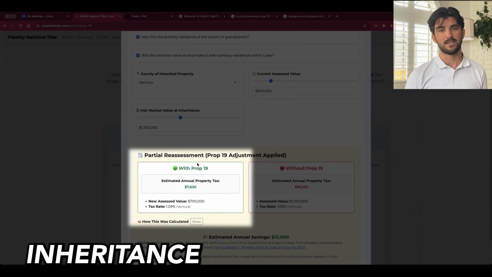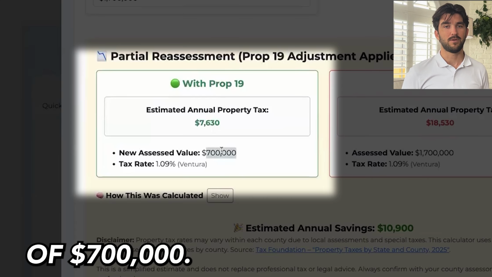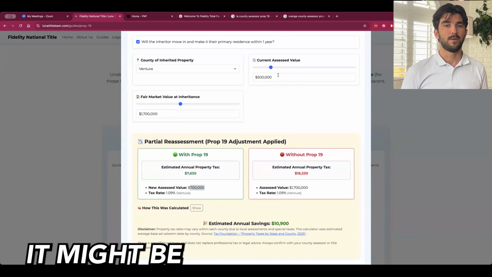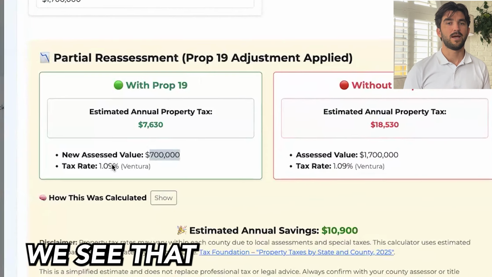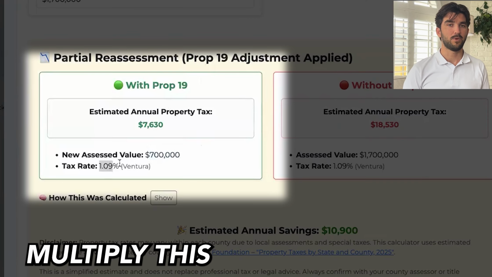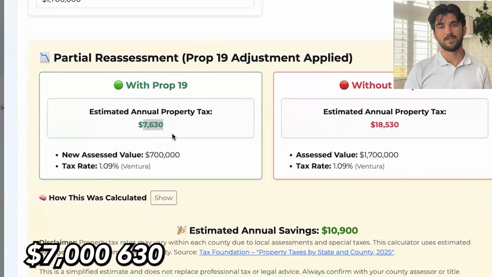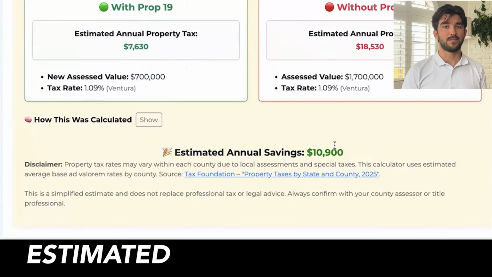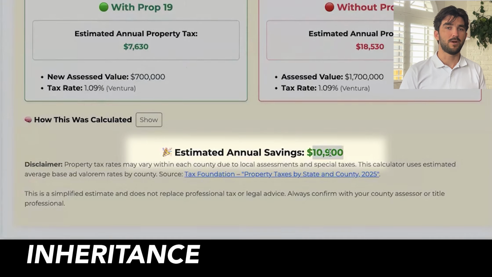With Prop 19 inheritance exclusions, we see that we have a new assessed value of $700,000. Just by looking at this, it might be a bit confusing because you don't see a $700,000 anywhere, but we see that we have a steep discount. We get to multiply this by this, and we get an estimated annual property tax of $7,630, estimated annual savings of $10,000 a year by leveraging Prop 19 inheritance exclusions.